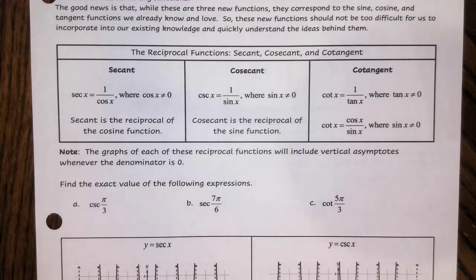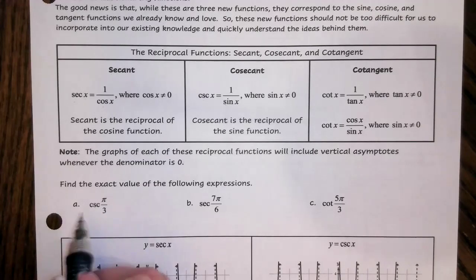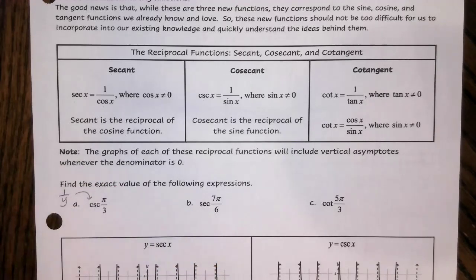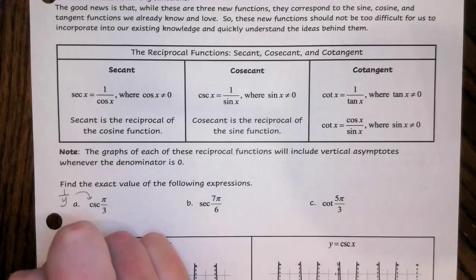To find the exact value of the following expressions, we're going to use what we know already from the unit circle and our sine, cosine, and tangent. So in all of our use of the unit circle, we've said that the sine is the y value in the unit circle of an angle. And so if we talk about cosecant, which is its inverse, we say 1 over the y value is going to be our cosecant.